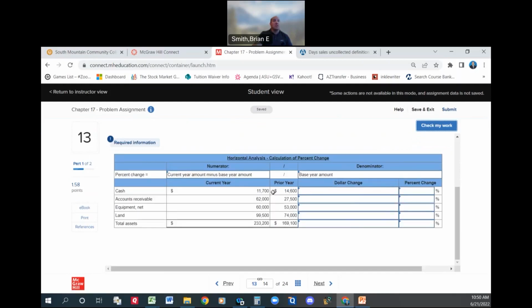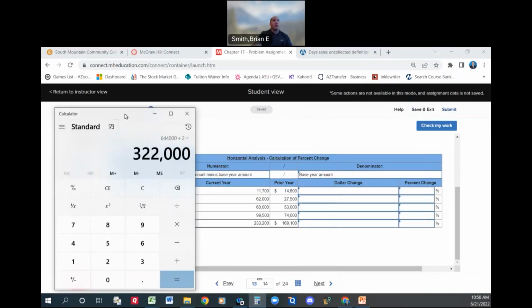So for dollar changes, we're going to basically take our current year minus our prior year. This is our numerator. It looks like we had a decline. Let's grab your calculator. We got 11,700 minus 14,600. So we had a decline of 2,900.